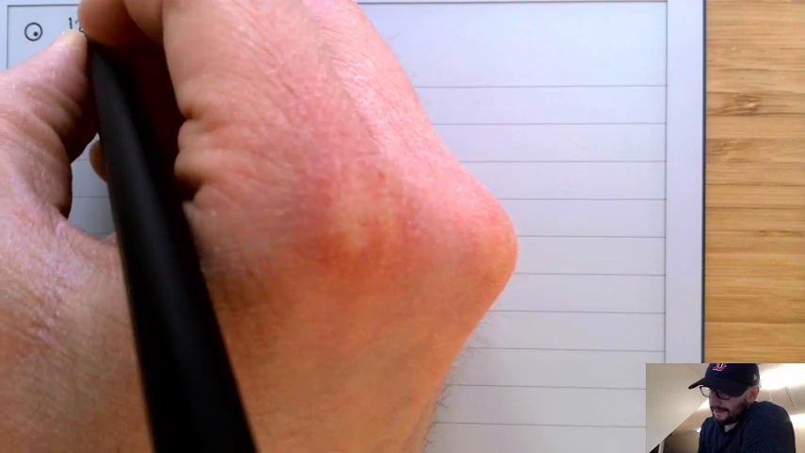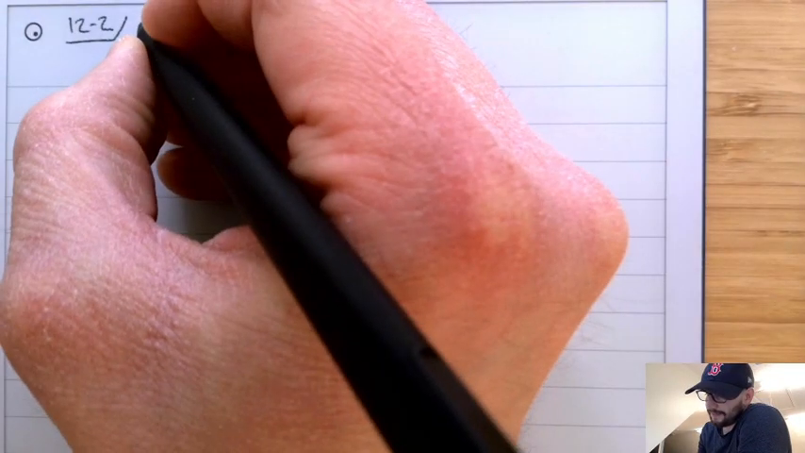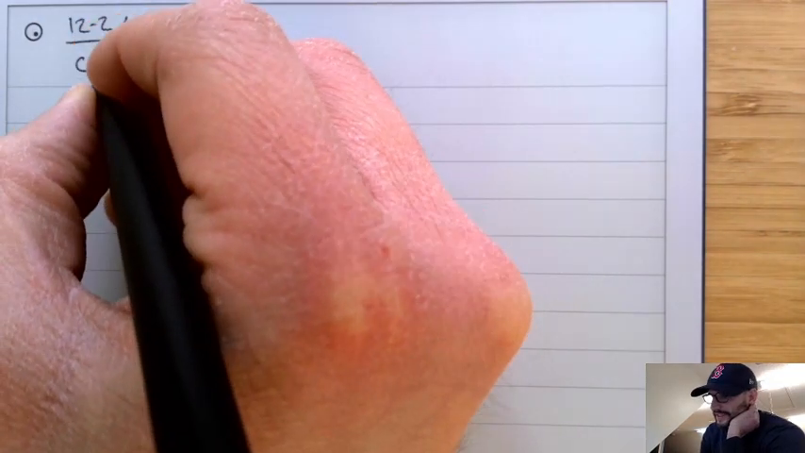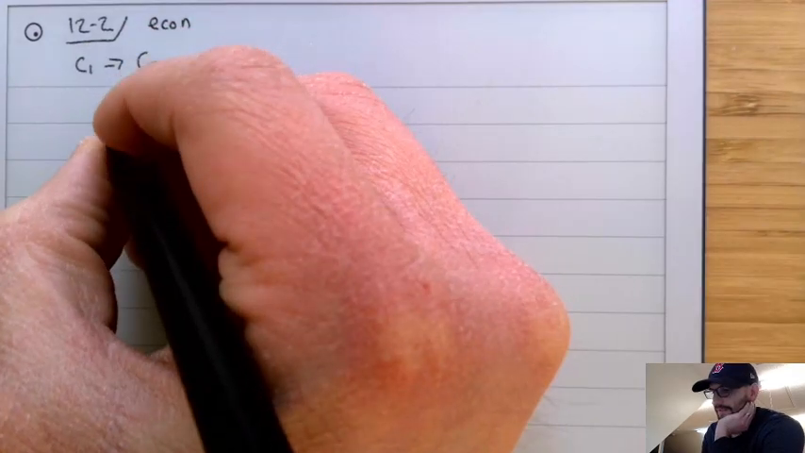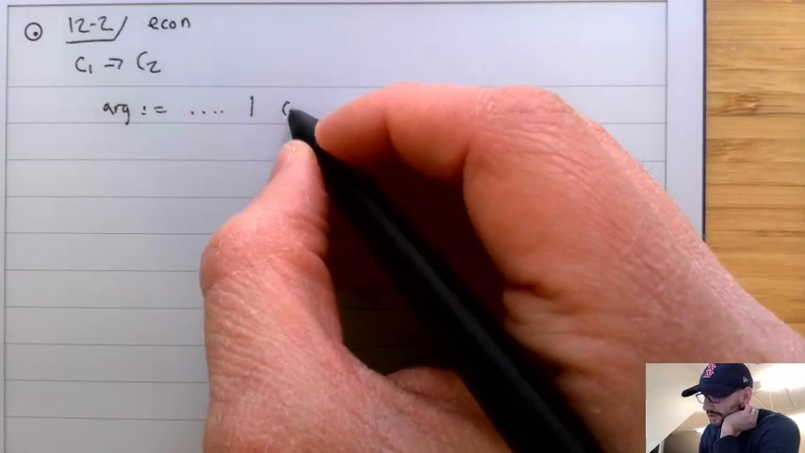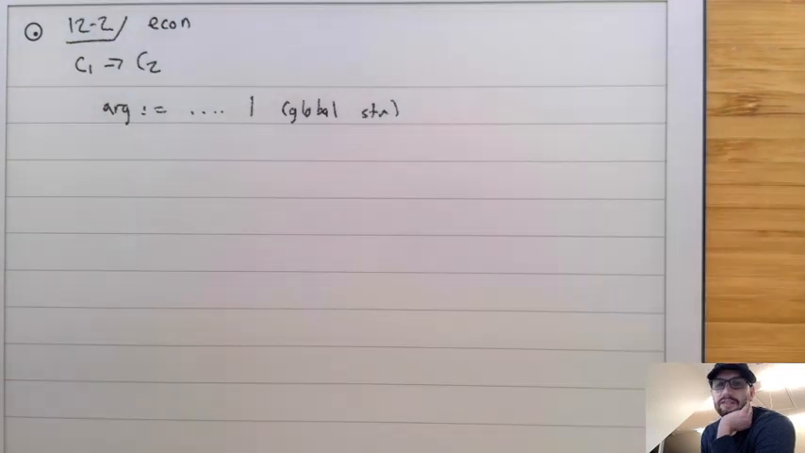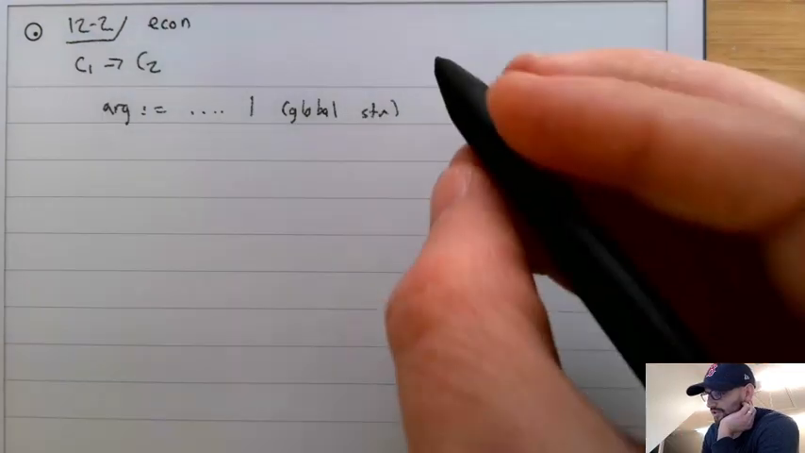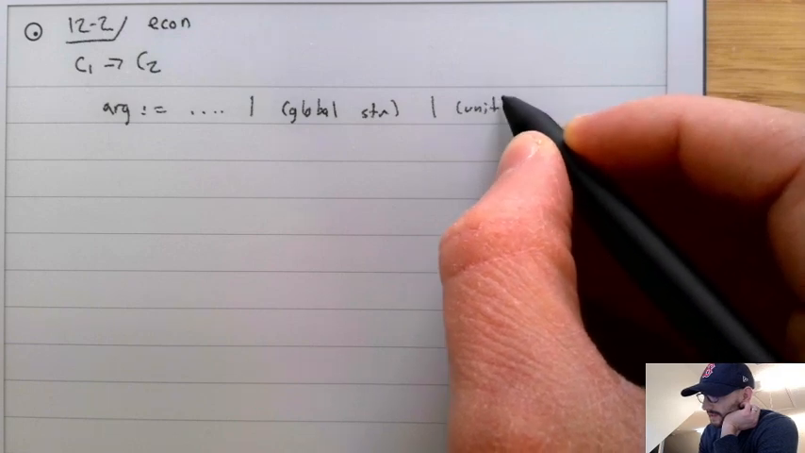Okay, the next thing we need to do is talk about the changes to the econ pass. The changes to the econ pass mean that we're going from the C1 language to the C2 language. Let's talk about the changes to that. Arguments are going to be updated. There's going to be globals, and I think of globals as being like strings: you just name some global variable as a string. Then there's going to be units.